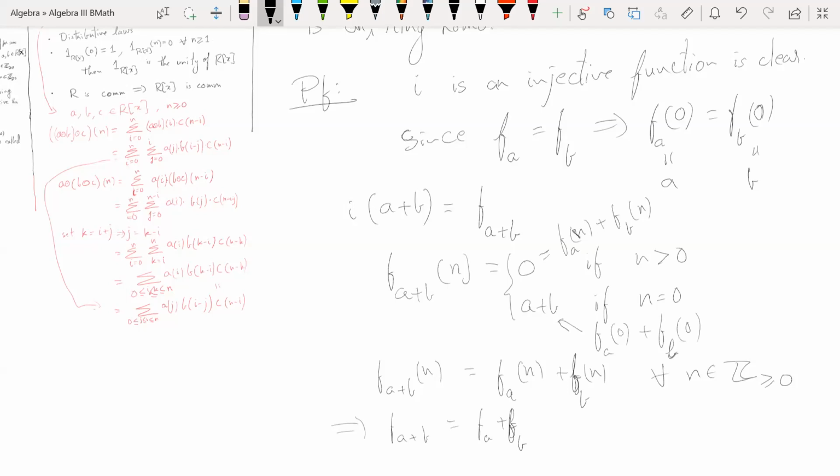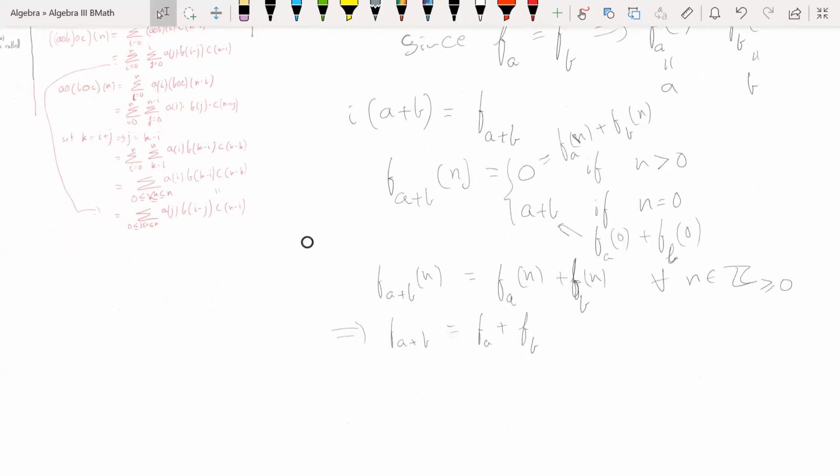So that tells you that this behaves well with addition. And then the second thing to check is that it behaves well with respect to multiplication. So i of ab is F_(ab). Well, what is F_(ab)? So we know what F_(ab) is. Let's just try to compute the other side.